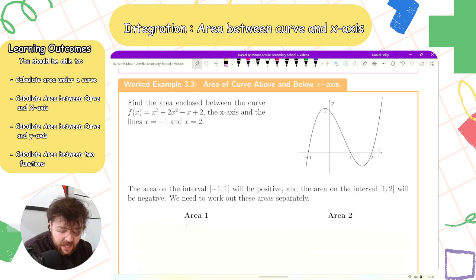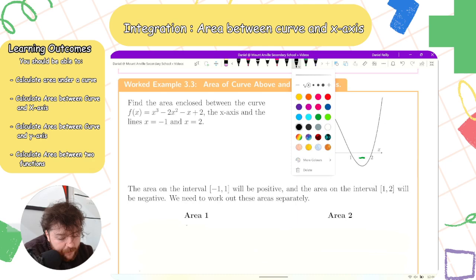So find the area between the curve x cubed minus 2x squared minus x plus 2 and the x-axis between minus 1 and 2. The area between minus 1 and 1 is going to be positive because it's above the x-axis, and the area between 1 and 2 is going to be negative because it's below the x-axis. So I need to calculate these separately.